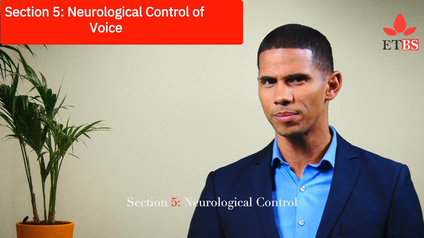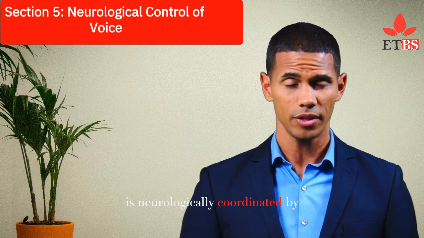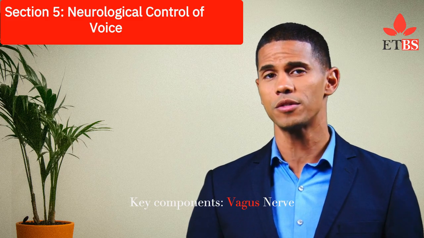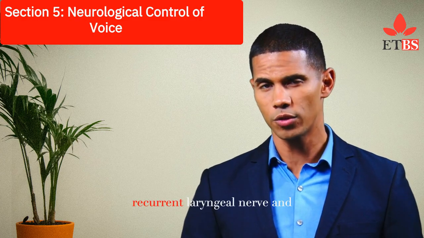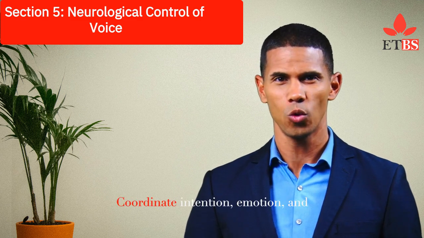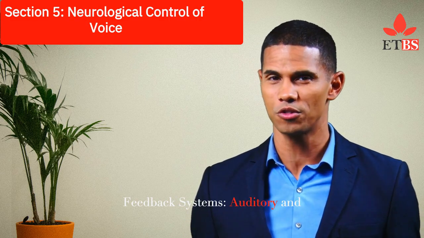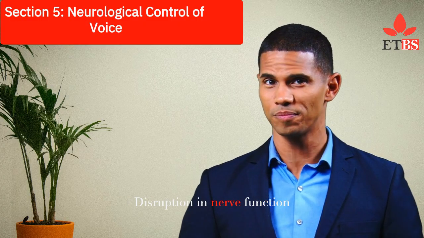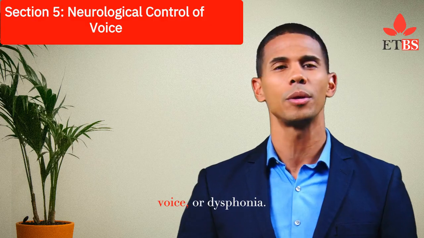Section 5. Neurological control of voice. Voice production is neurologically coordinated by the central and peripheral nervous systems. Key components: vagus nerve, cranial nerve 10, controls laryngeal muscles via the recurrent laryngeal nerve and superior laryngeal nerve. Brainstem and cortical areas coordinate intention, emotion, and control. Feedback systems. Auditory and kinesthetic feedback are critical for monitoring vocal quality. Disruption in nerve function, e.g., due to surgery or disease, can lead to vocal paralysis, breathy voice, or dysphonia.